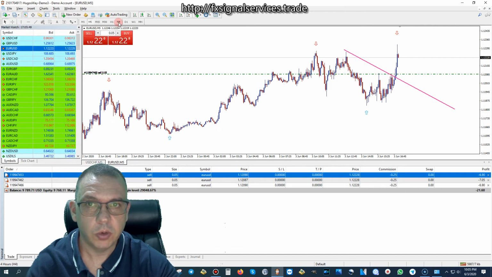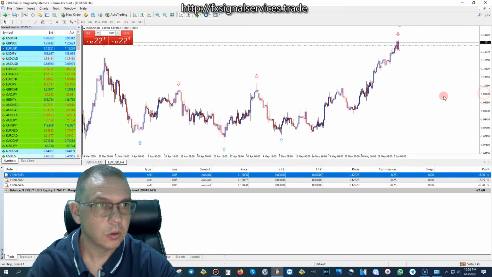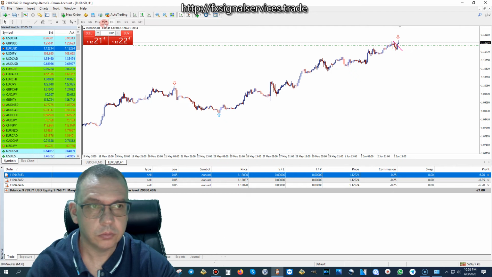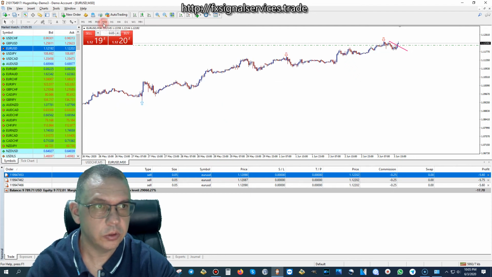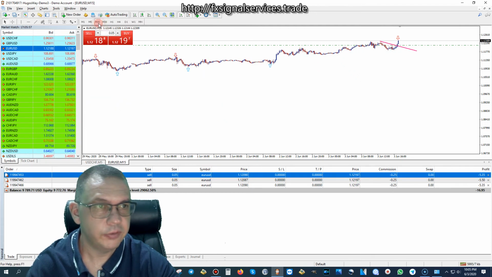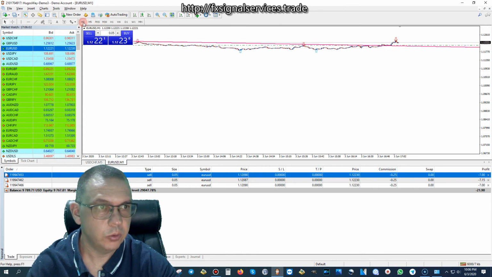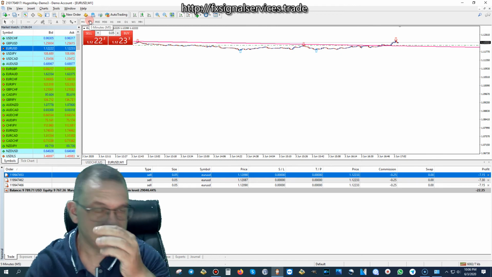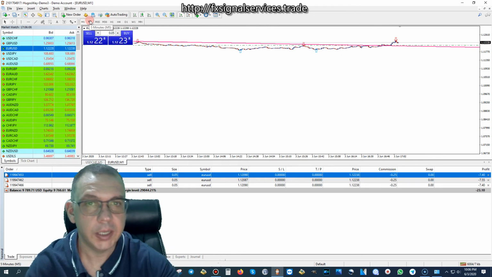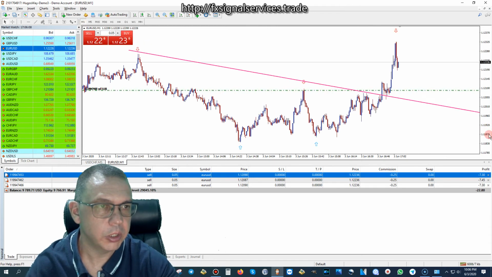Okay, the 4 hour, 1 hour, and 30-minute, and 15-minute, and 5-minute, and even the 1 minute. Okay, all the time frames are showing the sell right now. So now would be an optimal time to place your sell trade.